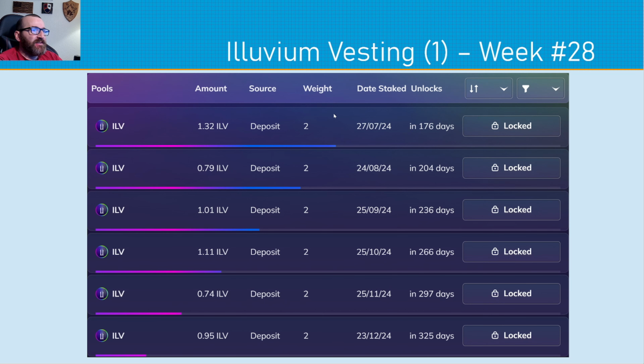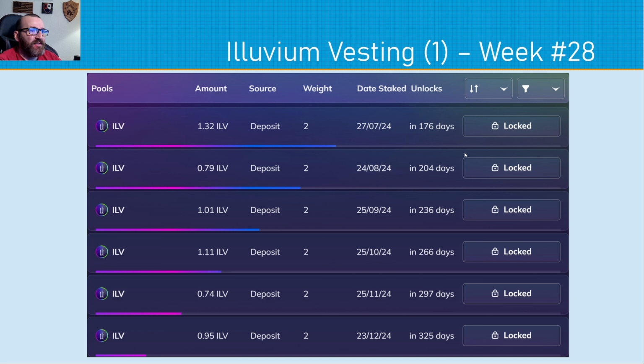We have our Illuvium investing schedule. So see in the title, I put Illuvium investing in parentheses 1, because I'm just going to have this as 2 pages, because they segment it on the site as multiple pages instead of just a long list, which I thought would have been better, but whatever. So I'm going to have 2 pages now for this, and you'll see. But anyway, we have our first 6 here, going back to our very first stake on July 27th, 2024, which will unlock in 176 days.